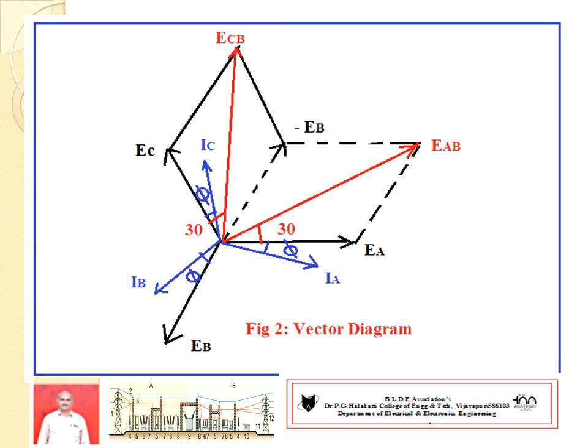After that, what is the current flowing through W1? IA. IA lags the respective phase voltage EA by an angle of phi. Therefore, clearly observe the angle between EAB and IA is 30 plus phi.